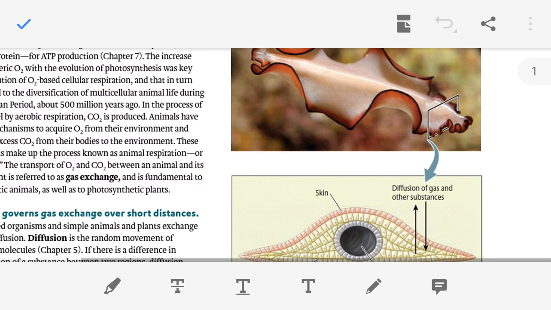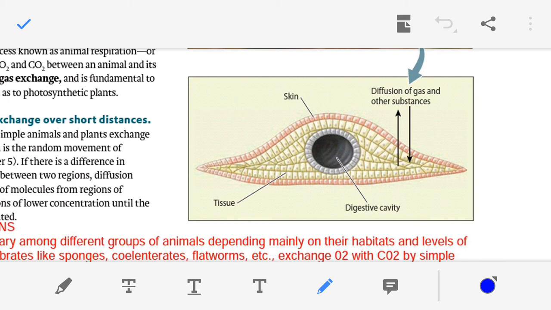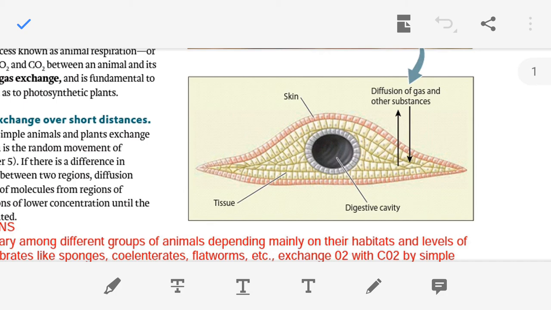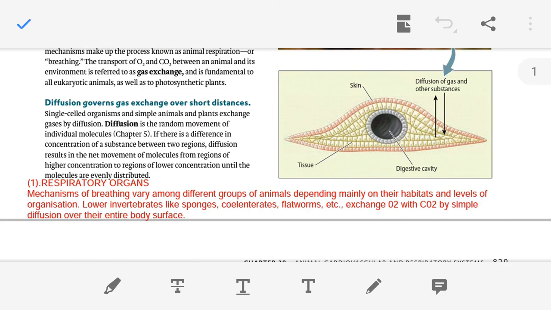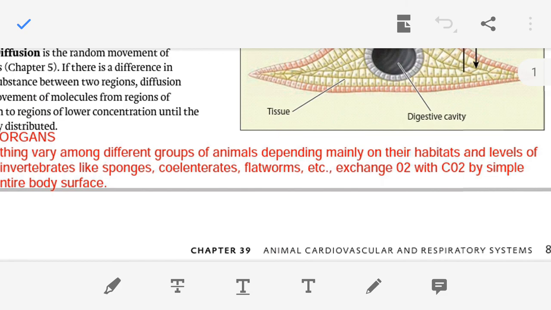And here, this figure is the body in cross section. And these are the body cells, the tissues. Now, in the water, oxygen is there in the diffused form. So, oxygen from water enters into the cells of the body tissue, and CO2 diffuses out in the water. So, here we can see that there is an exchange of gases, that is O2 and CO2. So, this type of respiration is diffusion of gases, which is mainly found in sponges, cnidarians and flatworms.